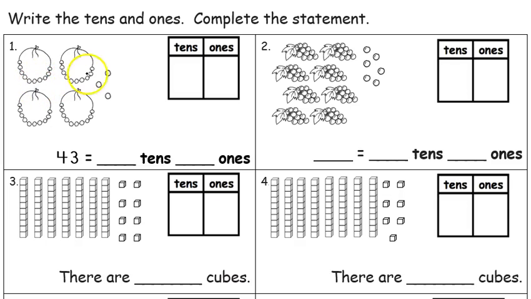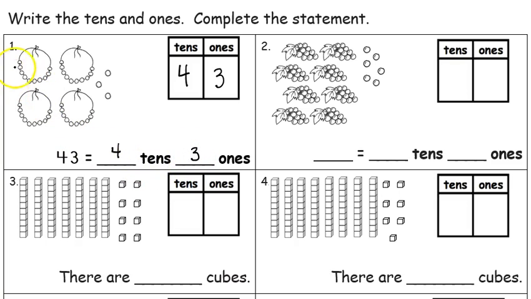For the first problem, we're going to show how many groups of necklaces we have that have 10 beads on them, and how many individual beads we have. So you can see I have 4 groups of tens. We'll show that in our place value chart. I have 4 tens, and then I have 3 individual ones. Altogether, I have 43 beads because I have 4 tens and 3 ones, which equals 43.